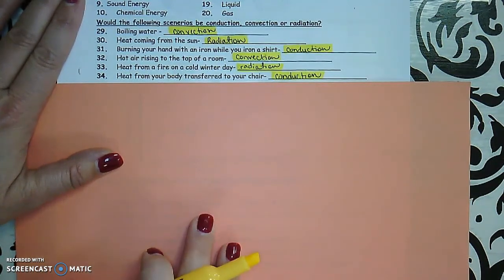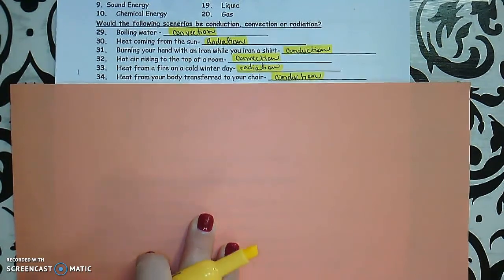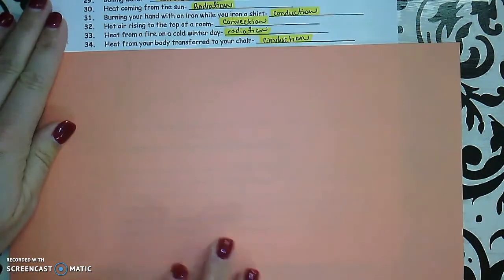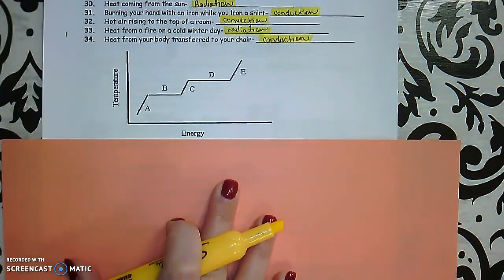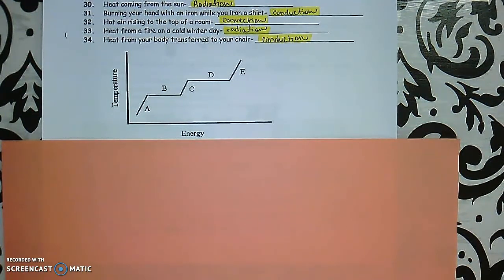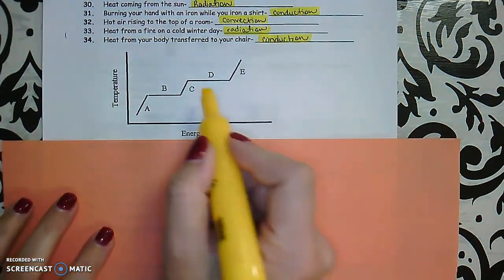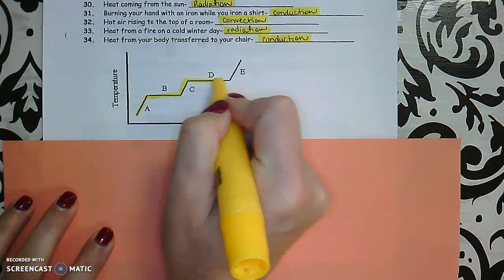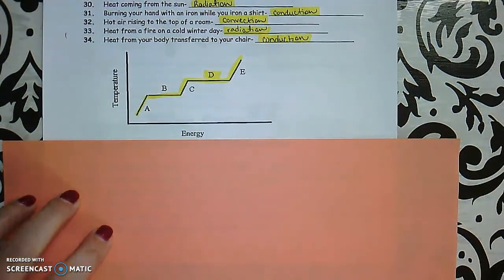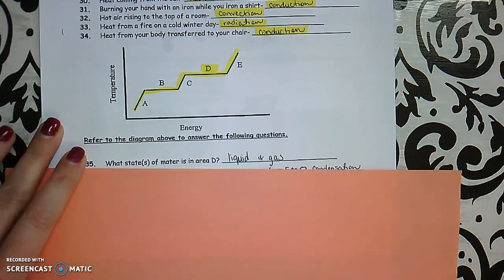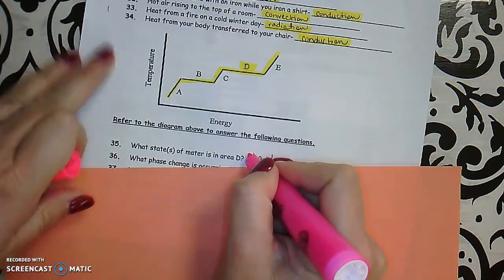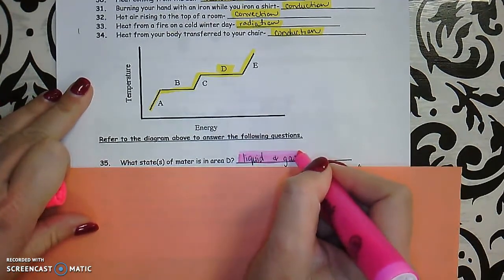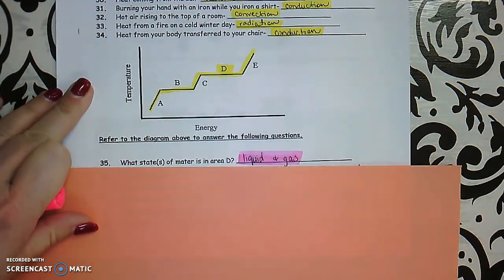Then we have a stair-step diagram for phase changes for states of matter. Got one of these in your notes, and we've done some practice with these. So it says, what state or states of matter is in area D? So that's area D is located right here. And in area D, we're going to have both liquids and gases, because that's where both boiling and condensing is taking place.